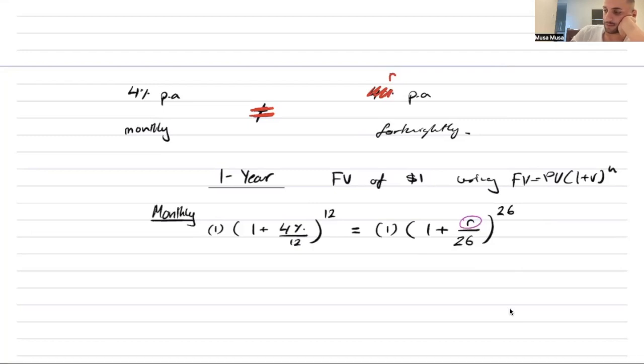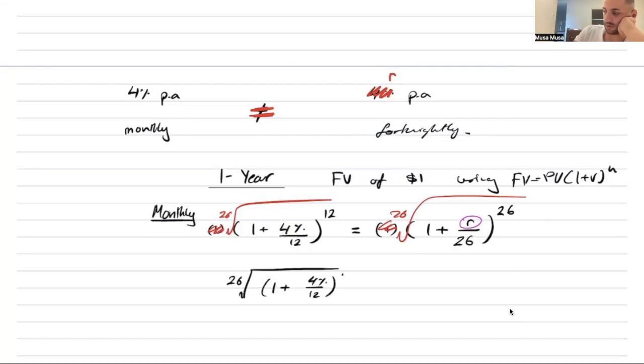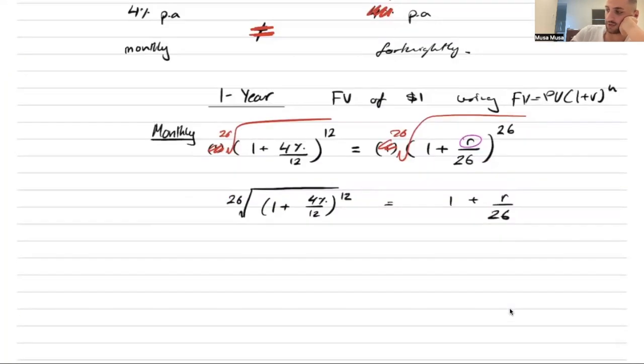You would take the 26th root of both sides. So then you'd have the 26th root of (1 + 4%/12)^12 equals 1 + r/26. And then you would minus 1 from both sides, and then you would times by 26 on both sides. Minusing 1, then timesing by 26 equals r, because everything cancels off.